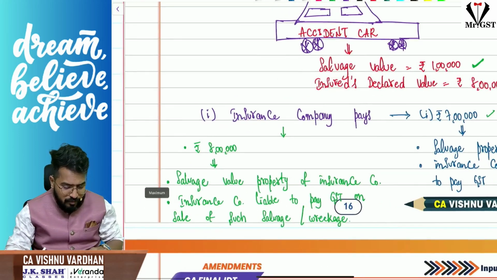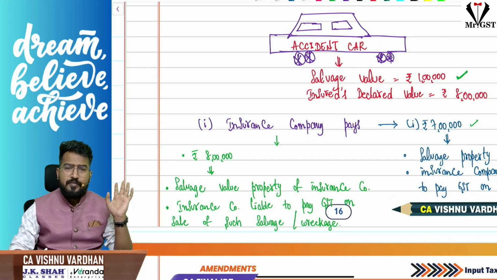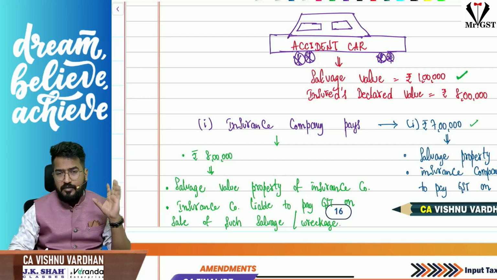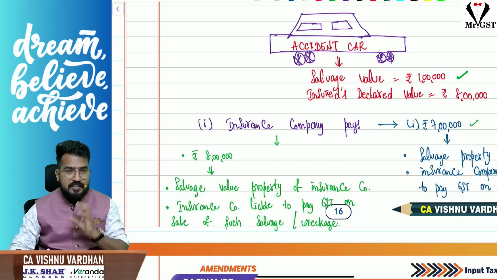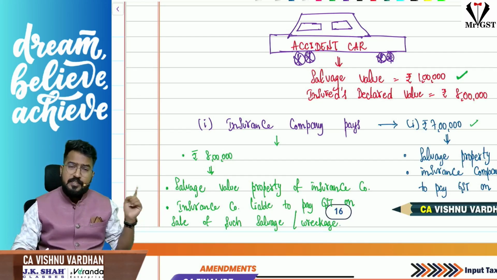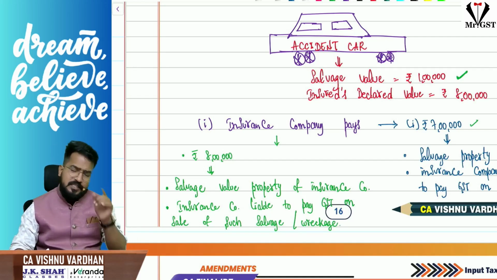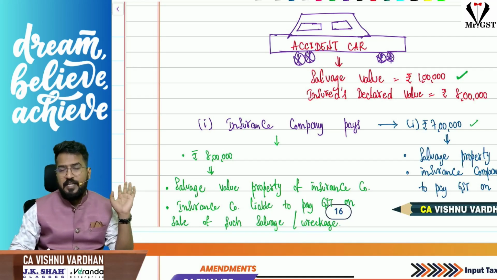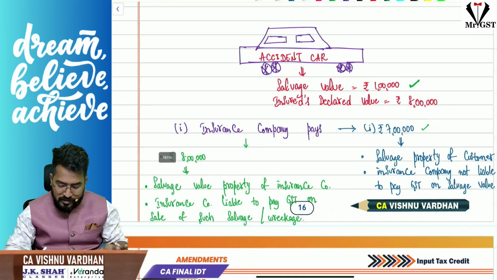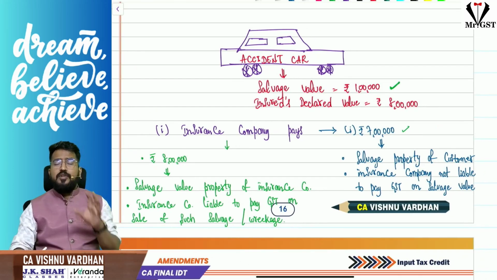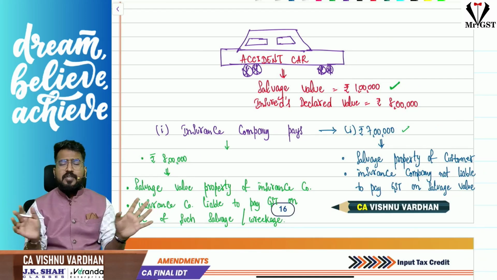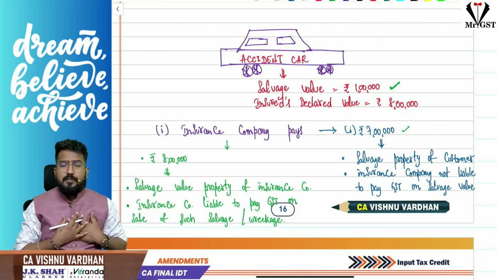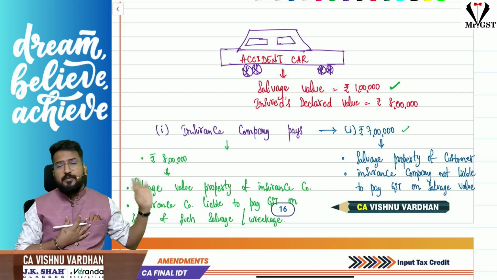Now if the insurance company pays the full 8 lakhs to the customer, that means they are buying that salvage too, and the entire thing is with the insurance company only. So the insurance company is the owner of this property now, the salvage or wreckage. Now when the insurance company is disposing this salvage or wreckage for 1 lakh rupees, GST liability comes into the picture. The insurance company has to pay GST on that. That is the concept. Hope it is clear for you. So if the insurance company pays the full amount, the salvage or wreckage will become the property of the insurance company. So when it is getting disposed, the insurance company will pay GST.